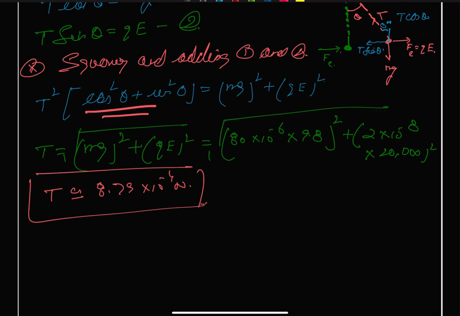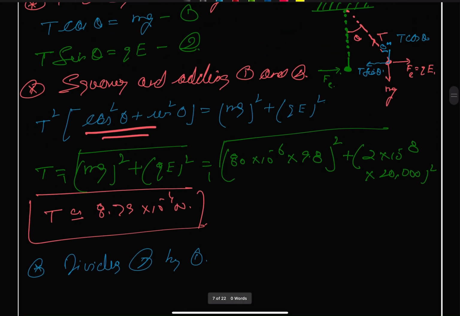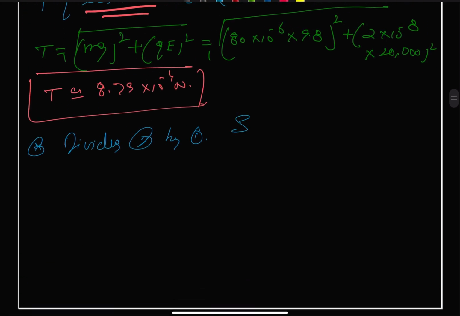We need to find out theta also. So dividing equation second by first, we get sine of theta divided by cos of theta is equal to QE divided by mg, where the tension cancels out. So we get our tangent of theta is equal to QE divided by mg, and this gives us our theta.